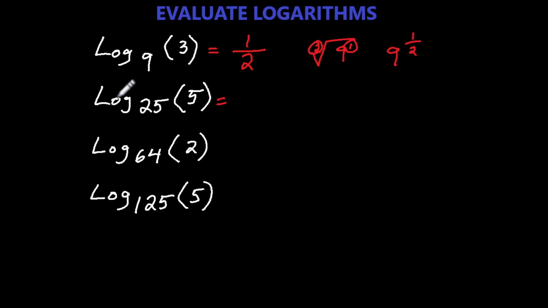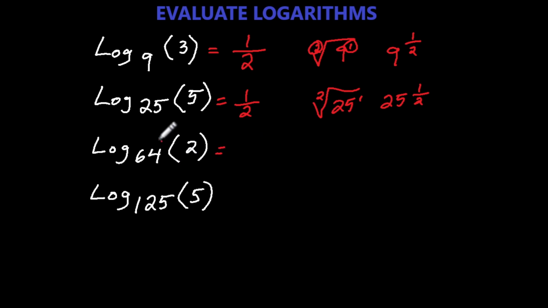Same on the next one. I have log to base 25 is 5. Well, I reverse them. 5 to what power would give me a 25? And that answer, once again, this is going to be the 1/2 power because the square root of 25, we have a 1 inside and the index is a 2. So that's 25 to the 1/2 power is the square root of 25.